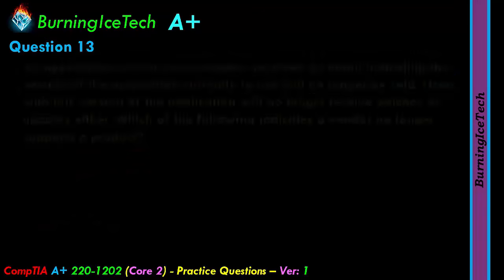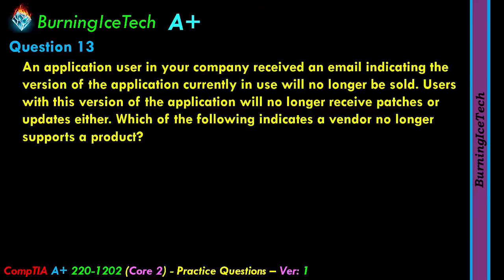Question 13. An application user in your company received an email indicating the version of the application currently in use will no longer be sold. Oh, goodness me. Users of this version of the application will no longer receive patches or updates either. Which of the following indicates a vendor no longer supports a product? Unfortunately, guys, this is a problem that all of us will face at some point in time. It happens with operating systems. It happens with programs. Sooner or later, these operating system programs are no longer supported by the people that made them.